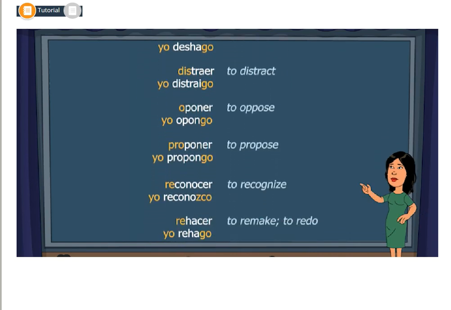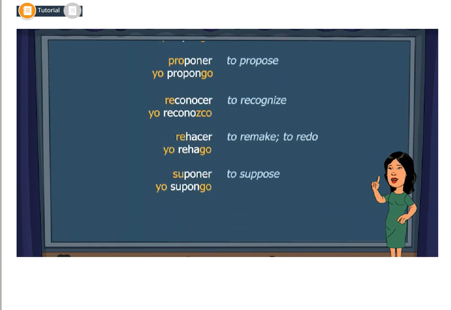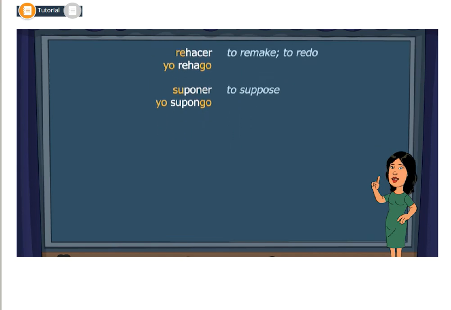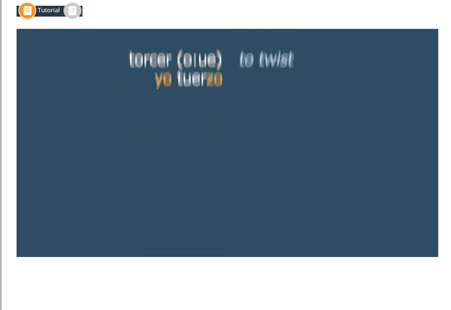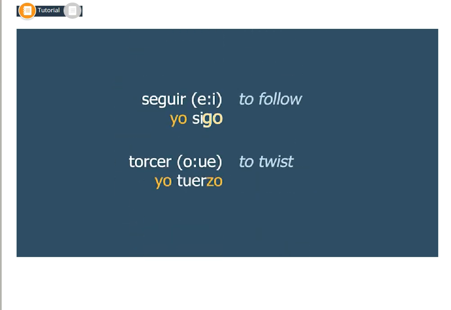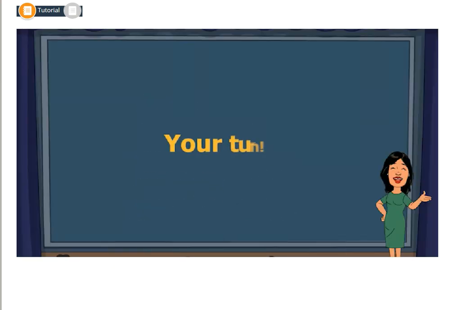Watch closely. Atención, some verbs with irregular yo forms also have stem changes. Mira. Conseguir, consigo, corregir, corrijo, elegir, elijo. Seguir, sigo, torcer, tuerzo. Increíble! You just reviewed a lot of verbs. Now let's practice some of them.